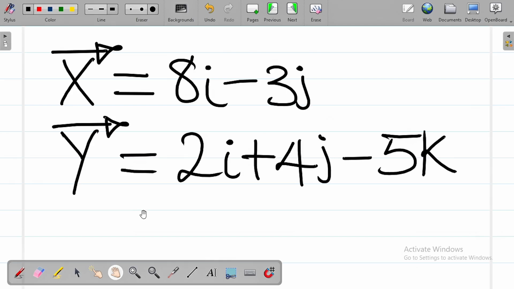Alright, let's take another example. If vector x is equal to 8i minus 3j and vector y is equal to 2i plus 4j minus 5k, and we are asked to add and subtract vector x and y, how do we go about it?